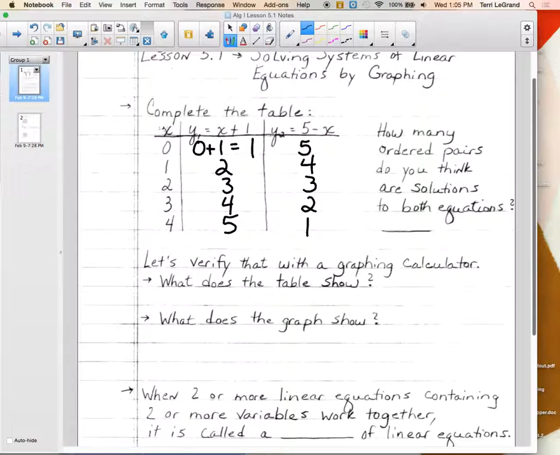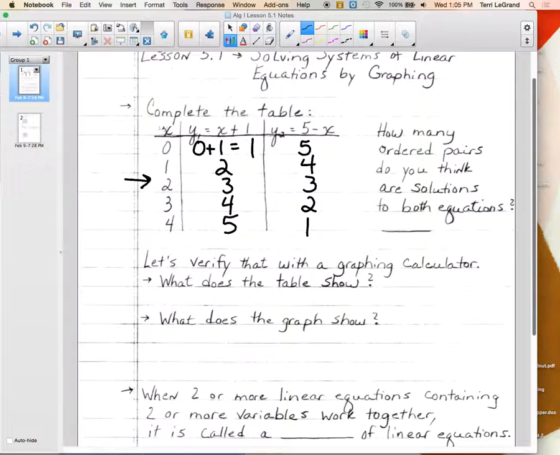y sub 1 equals 2 plus 1 that would equal 3. Then y sub 2 equals 5 minus 2 equals 3. So you're looking at when x is equal to 2, when we sub 2 in. When we sub 2 into the first one, we get a y value of 3. When we sub 2 into the other one, we get a y value of 3. So in other words, they both end up with the same y value given the x value of 2.